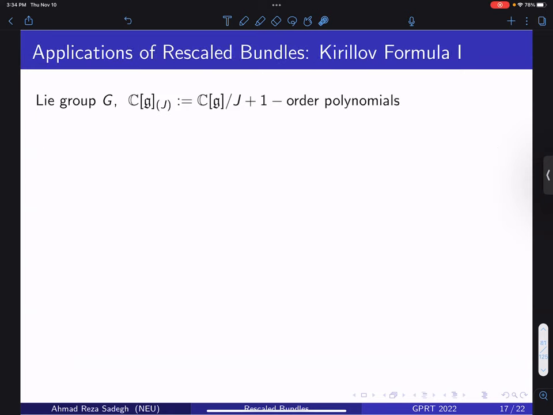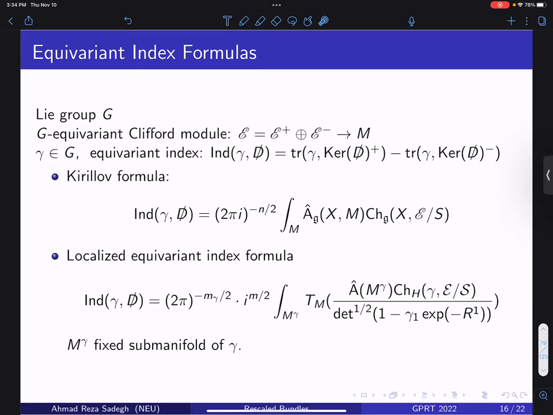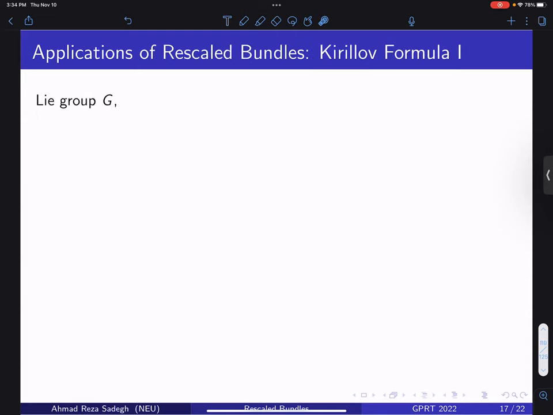So again, let me first tell you how to obtain the Kirillov formula from this rescaled bundle point of view, using the vision of Nigel Higson and Yi in their work. Starting with the Lie group, we define the quotient of the polynomial algebra of the Lie algebra of the Lie group by polynomials that vanish to order J plus one. By order J plus one, I don't mean degree J plus one; I mean polynomials that vanish at zero to order J plus one.